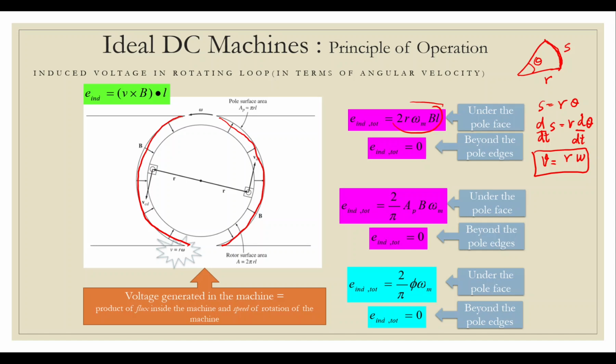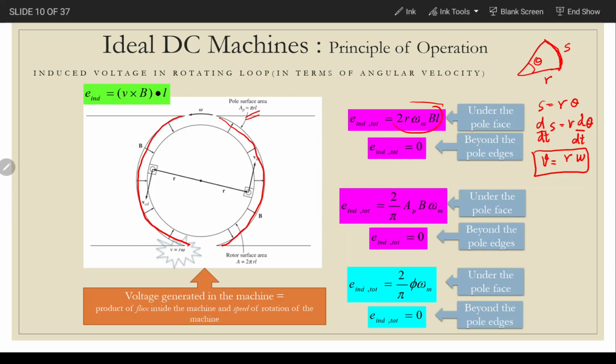Okay, so the total flux inside the machine. How to arrive at that is that we try to represent the surface area of a pole, or pole surface area, as pi R L. How do we get this? It's basically because we assume that the rotor itself is cylindrical.